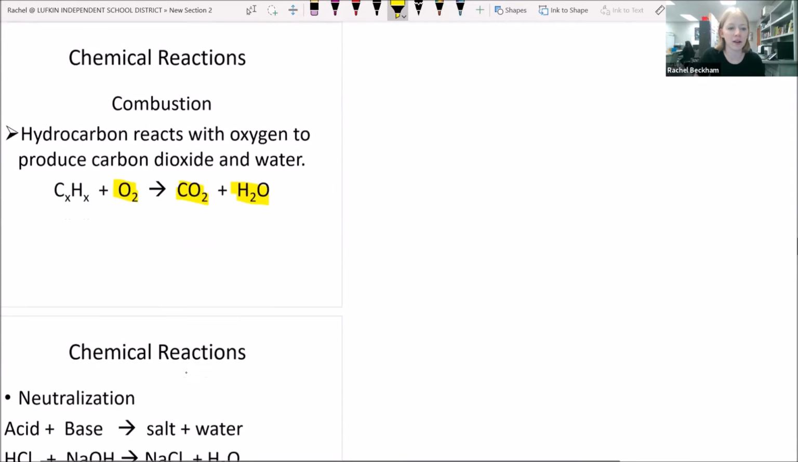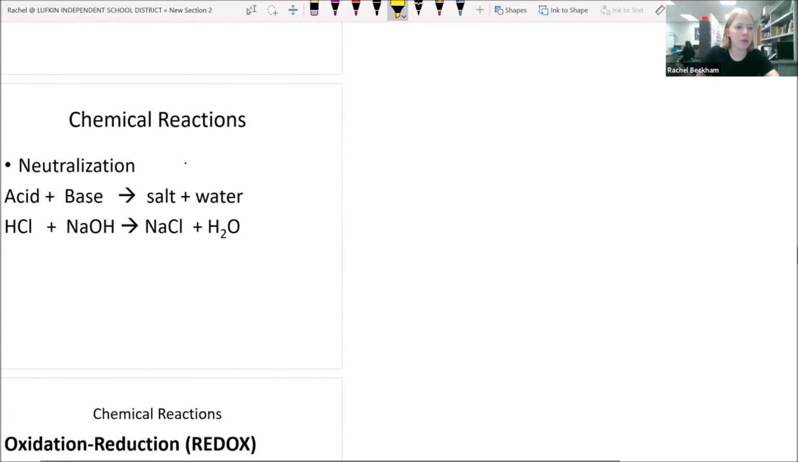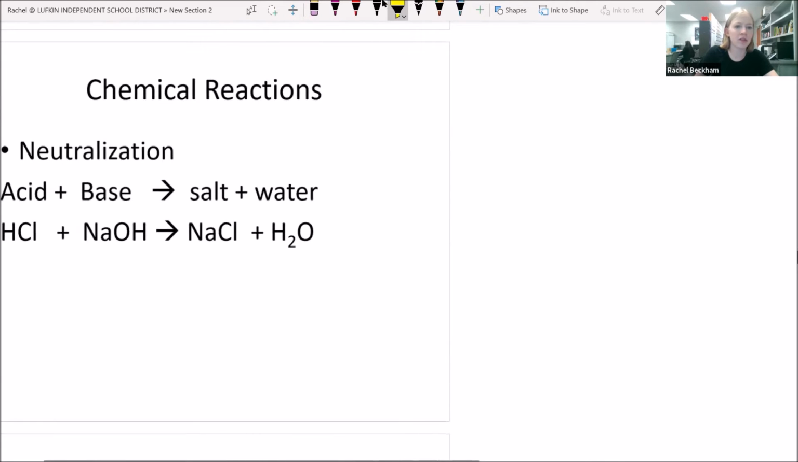It's very easily recognized. With a neutralization reaction, what happens is that an acid and a base react to form some salt plus water. You can recognize acids because they normally have an H at the beginning. Okay.